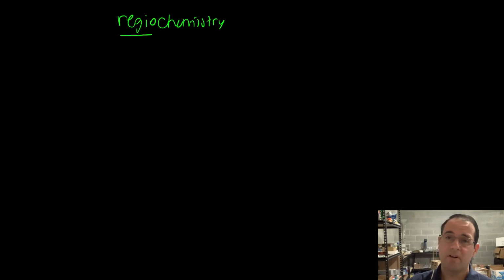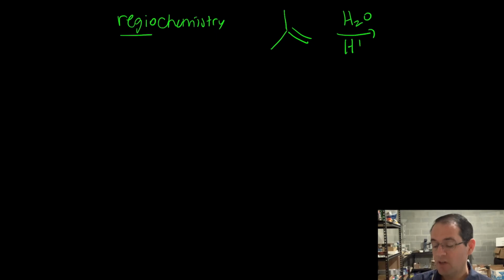Now, I want to talk about regiochemistry. Now remember, the word regiochemistry refers to where or what region of the molecule is going to react. So for example, we had reactions back in the first semester of organic chemistry where we added water and H plus to an alkene, and we discussed Markovnikov's rule, how the OH goes here, not there, okay? So we want to discuss this reaction here.